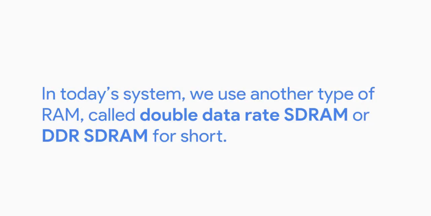After DRAM was created, RAM manufacturers built something called SDRAM, which stands for Synchronous DRAM. This type of RAM is synchronized to our system's clock speed, allowing quicker processing of data. In today's systems, we use another type of RAM called Double Data Rate SDRAM, or DDR SDRAM for short. Most people refer to this RAM as DDR, even shorter.